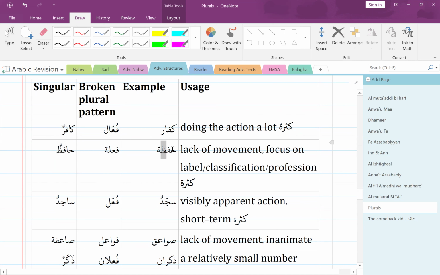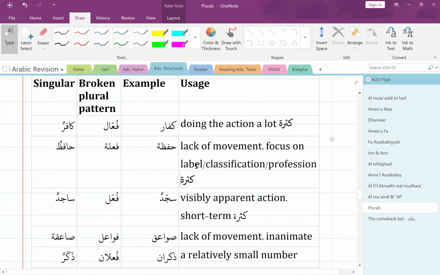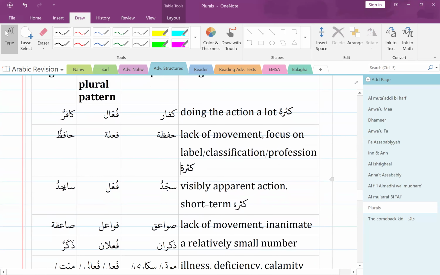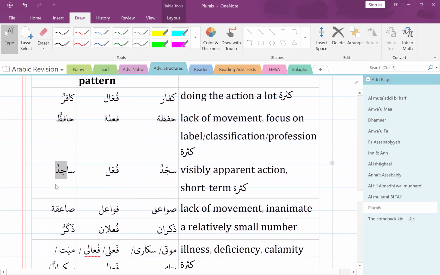And then you have the isim fa'il pattern, hafidun. And the broken plural pattern is hafadhatun. We've come across this one. And again, this one focuses on the profession or on the noun itself, like we mentioned before. And of course, it has to do with kathra a lot, because there are only 4 patterns of lesser plurals. Then sajidun, again, fa'ilun. So you see most of these are going to be isim fa'il. You can have maybe isim sifa.